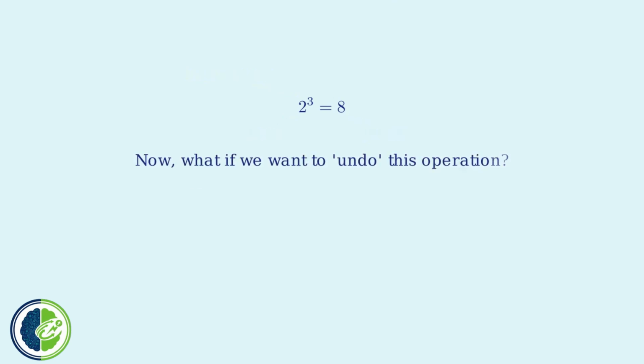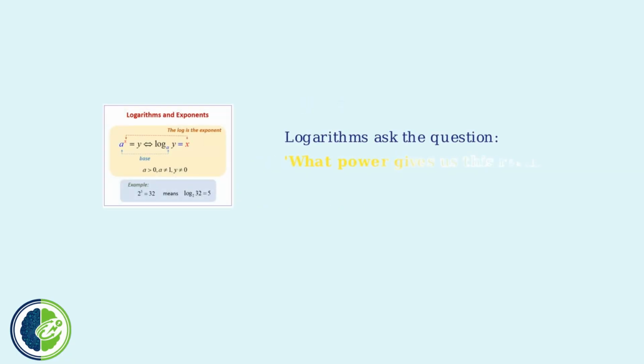Now what if we want to undo this operation? What if someone asks, 2 raised to what power equals 8? This is where logarithms come in. They help us find that missing exponent. Logarithms are the undoing of exponents. They ask the question, what power gives us this result?